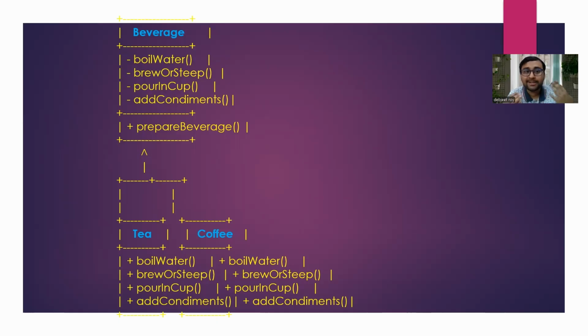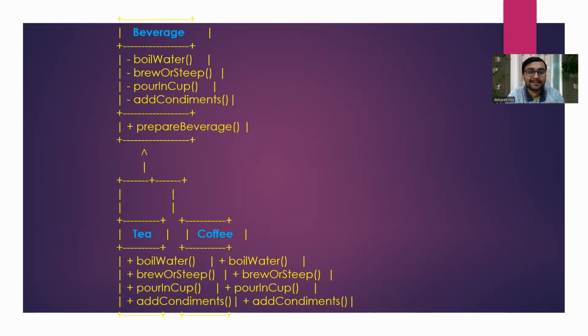We can't pour in the cup before boiling water. First we have to boil water, and only then pour in the cup. So the steps are important here. You have to follow the proper steps. We can't override the steps, like making the first step pour in cup and the second step adding condiments. Those things we can't do. Proper steps should be followed in the template design pattern.